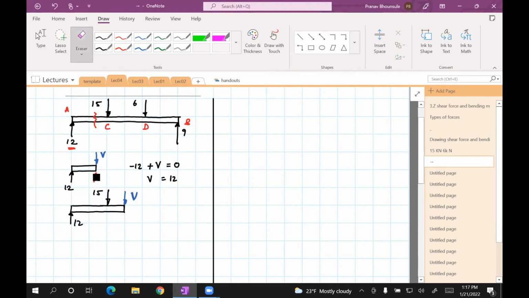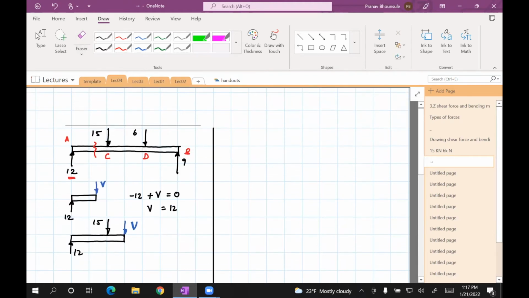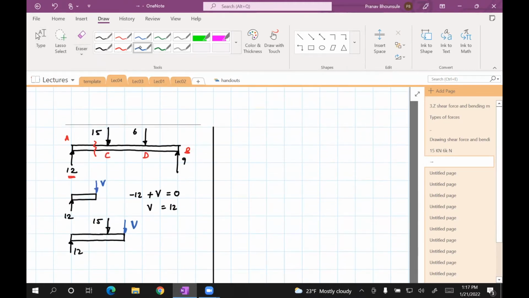Oh, I see what you're saying. So you just need to find the opposite force to balance it out basically, right? Right, yeah. That's a good point. This gets a little confusing here. Think of V as a reaction force.